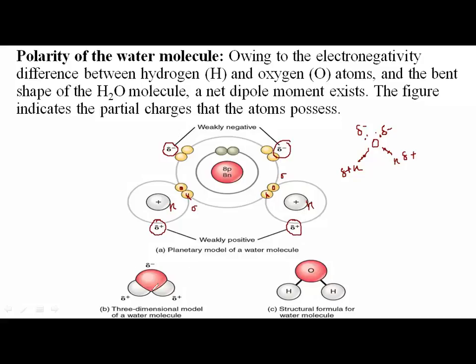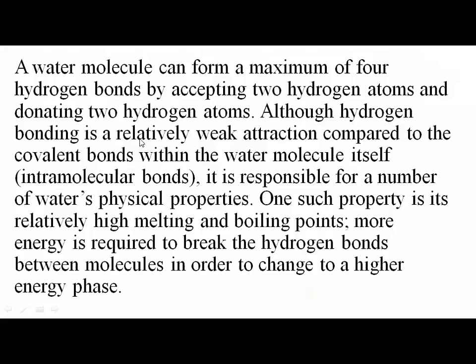This is the three-dimensional model. If you look at the model, it looks like this. And when you try to put distances between the two nuclei, it comes out like this. Structural formula of the water molecule having two lone pairs on the oxygen atom. Clear with this? So this is the polarity of the water molecule. Because of this polarity only, polar compounds dissolve in water, because water is polar, and water is considered to be what? Most polar. So a water molecule can form a maximum of 4 hydrogen bonds.